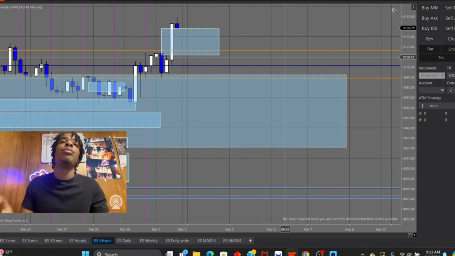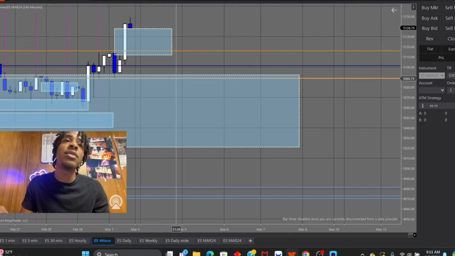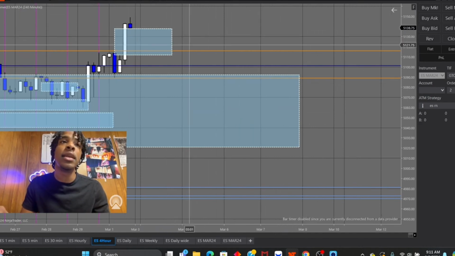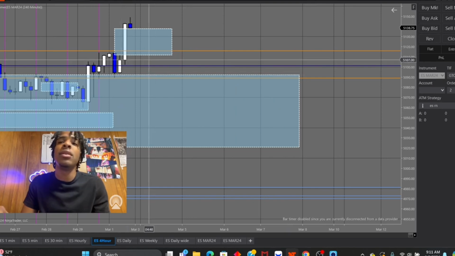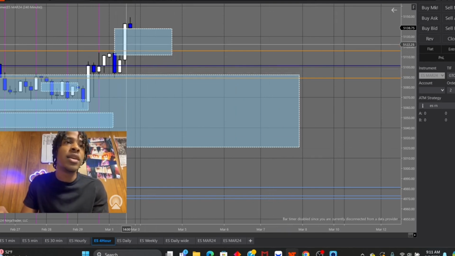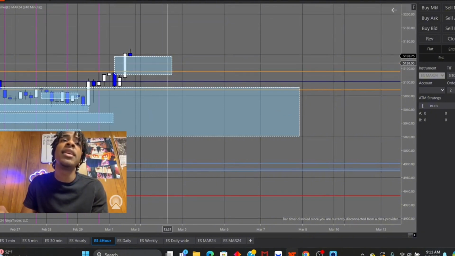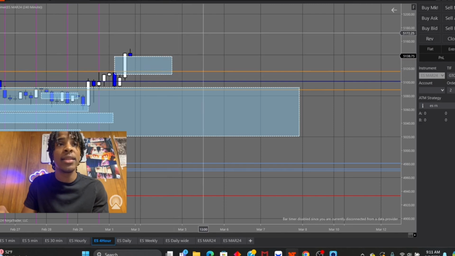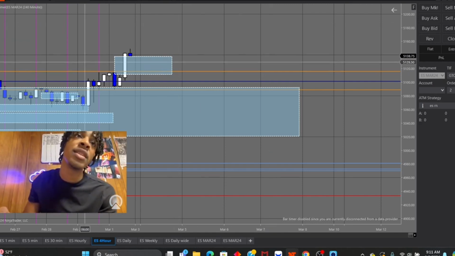I enter off the gap when price comes back to the gap. The first time price comes back to the gap, that's when I enter my trade and take it either up or down, depending on what type of gap was made. This is a green gap, an upwards facing gap. So price is going to go up, come back down, and when it comes back down to that gap, that's when I take the trade. I take it up in a buy position because this was an upwards facing gap.